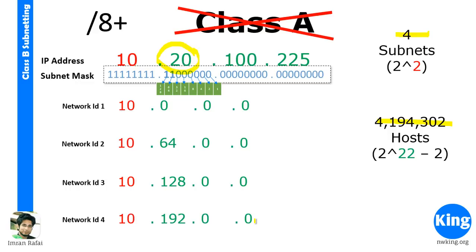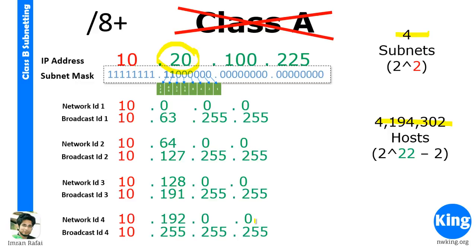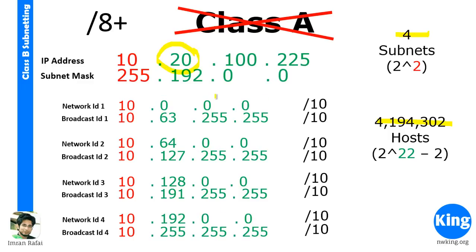We did this so many times by now, you guys should be doing it without even thinking about it. So it is 10.63.255.255. Broadcast ID 2 is 10.127.255.255. Broadcast ID 3 is 10.191.255.255. Broadcast ID 4, which is the last broadcast ID, is nothing but 10.255.255.255. Because of the changes that happened, the new subnet mask is 255.192.0.0. And because of the change, it is slash 10 now.